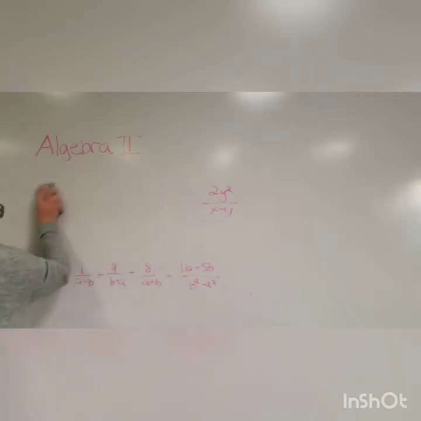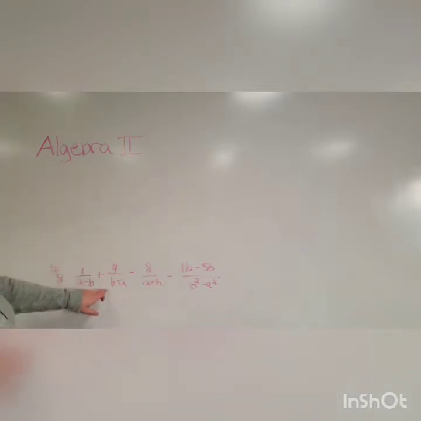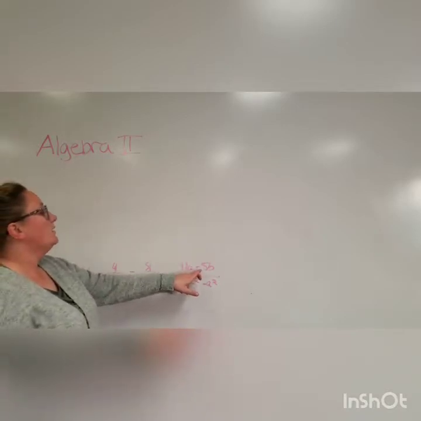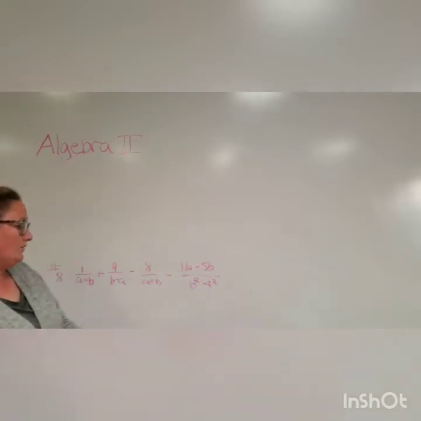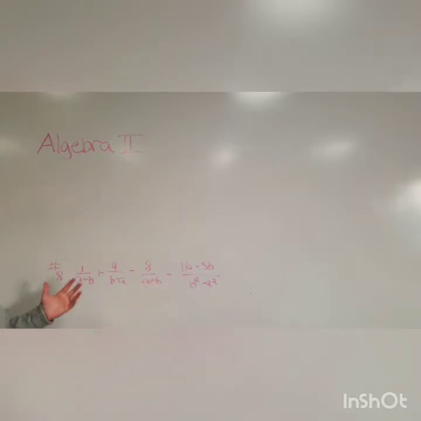So we have to have a common denominator. The problem with this is that it's 1 over a plus b plus 4 over b minus a minus 8 over a plus b minus 11a minus 5b over b squared minus a squared. So you can see half of them are a minus b or a plus b, and the others are b minus a, which is not the same as a minus b. So we want to flip all of these to be a minus b or a plus b rather than b and a. So what you have to do is change the sign or multiply by negative 1.